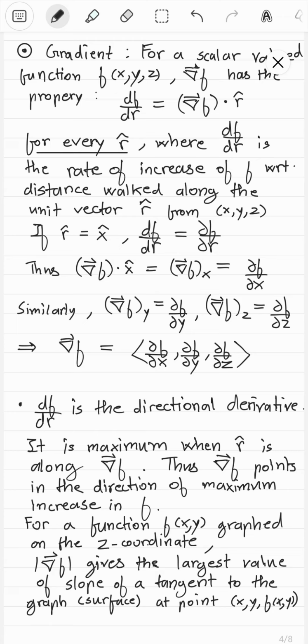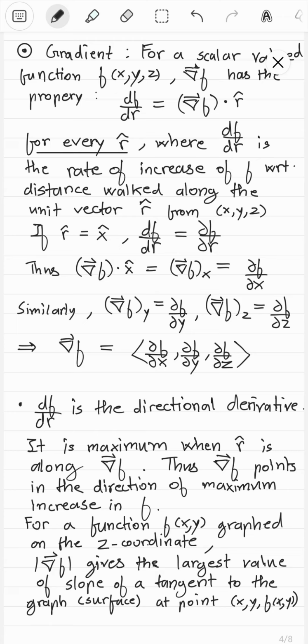dr is the amount of distance you travel along r hat, right? So imagine you are at a point x, y, z and you nudge in some direction. So in r hat you move by a dr amount, which is a very small amount. You move in a straight line, of course, and that movement causes a change in your f value. So the ratio of these two changes, df upon dr, is basically the rate of change of f with respect to the distance traveled, right, in that particular direction, r hat. That's what this thing is.